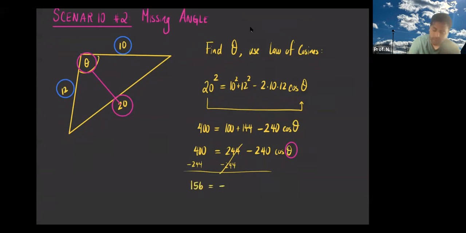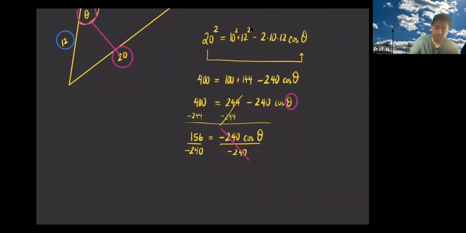So this is 156 equals negative 240 cosine of the angle. Do you guys see that? I'm getting closer to theta. I've got to get theta by itself, so I must divide by 240 on both sides. The 240s cancel, and look what I get. On the right side, I get cosine of theta, and this equals 156 over negative 240.